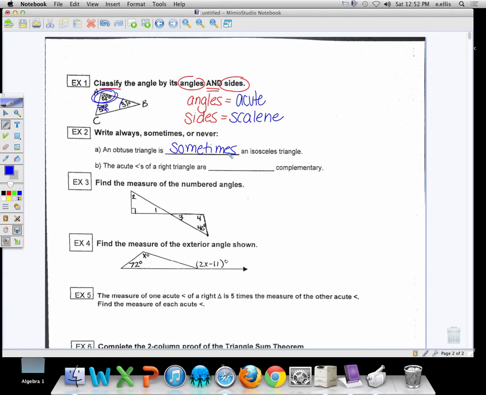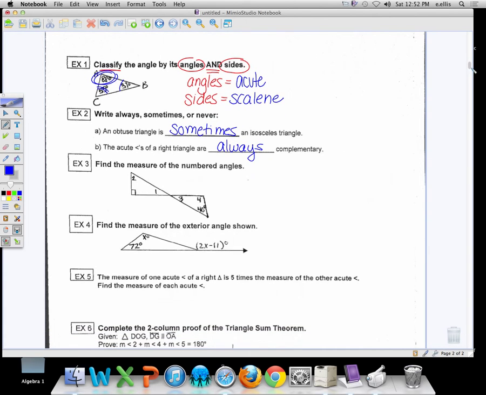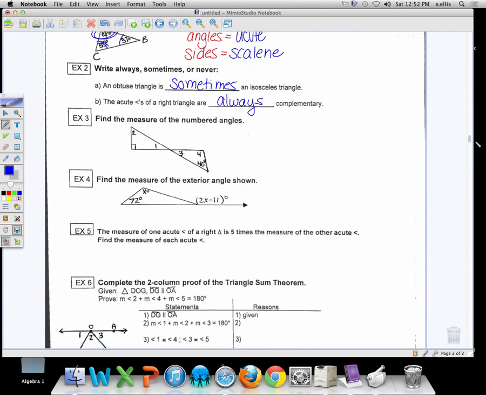In part B, the acute angles of a right triangle are blank complementary. Well, we just learned a corollary that said, yeah, in a right triangle, your acute angles are always going to be complementary. That is your corollary to the triangle sum theorem. Again, go through your knowledge and kind of whittle it down, look at all cases to get the best term.